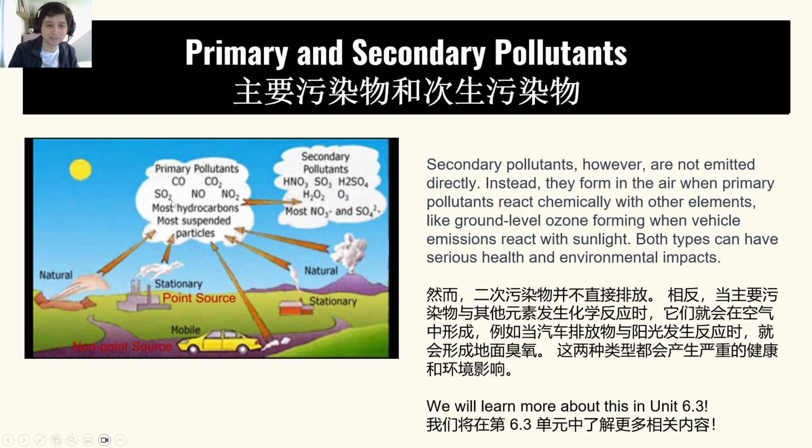So the primary pollutants go into the air first, and then they kind of react with each other, and after those reactions they become secondary pollutants. These are the result of these reactions. Okay? And we will discuss this a lot more in Unit 6.3, this whole process, but the point is that they're both bad, but they are a little bit different. Okay?